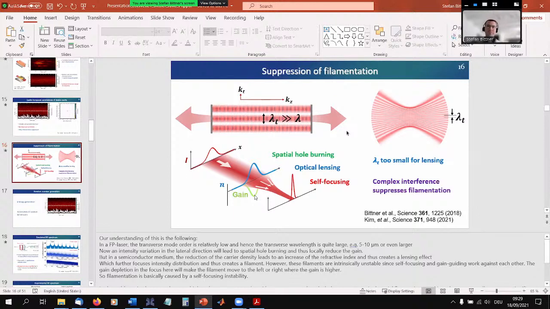Okay, and so the design of your cavity helps to reduce that? Yes. So we cannot do anything about the linewidth enhancement factor itself, of course. But our understanding is that we can suppress this self-focusing instability by reducing the transverse length scales significantly, so that there are no longer strong optical lenses formed. Okay, thank you.